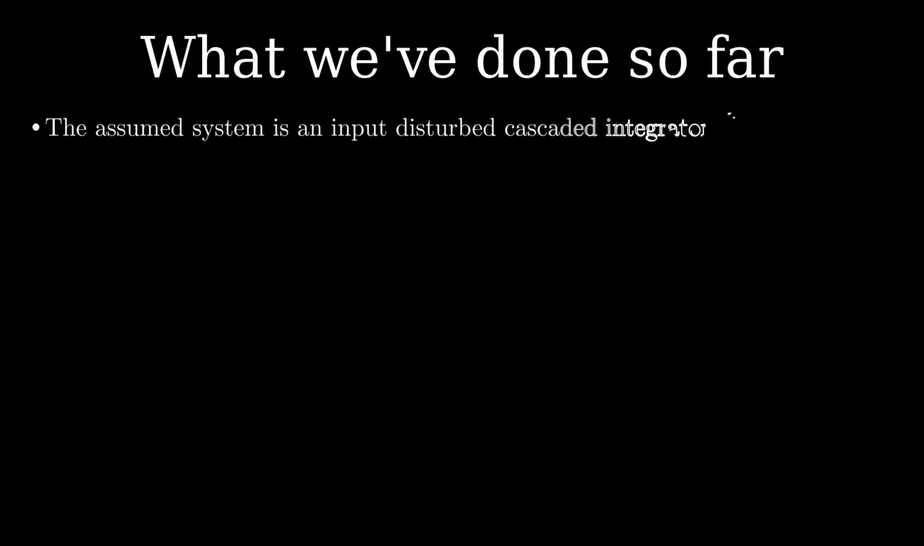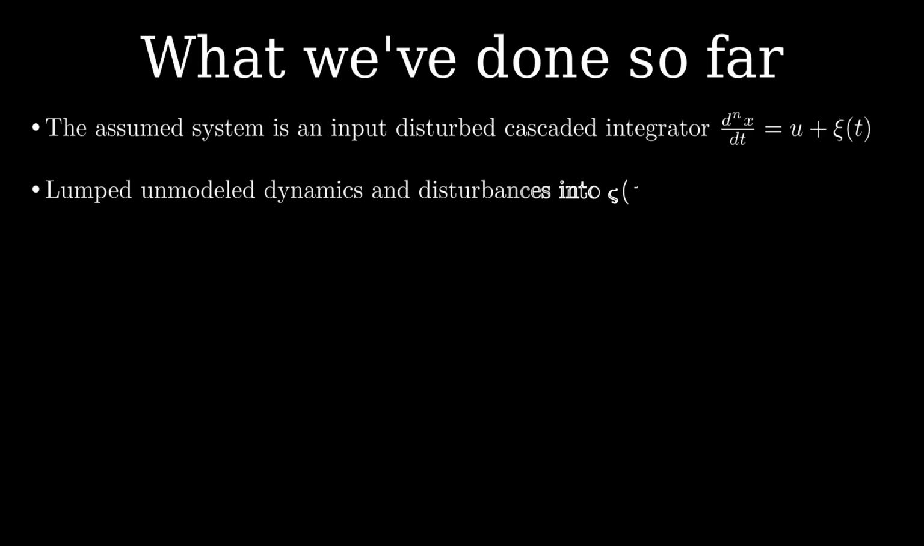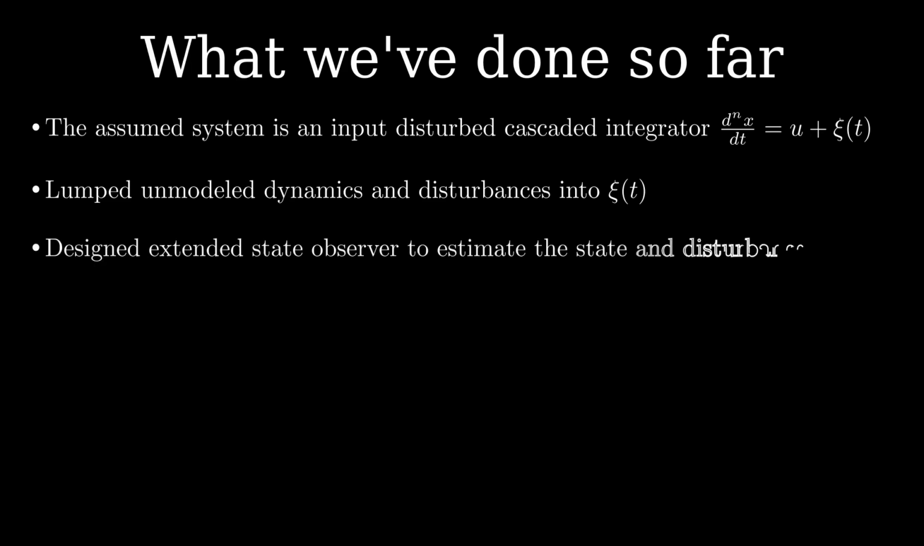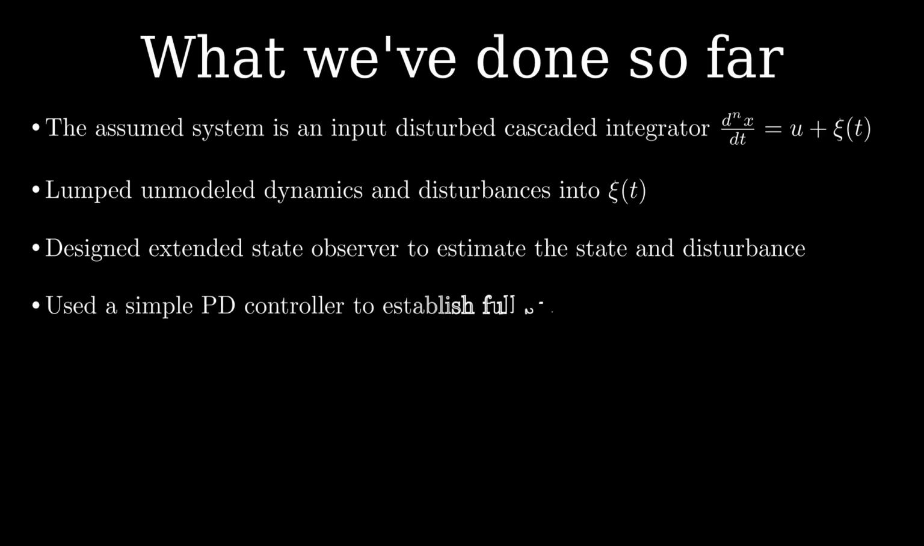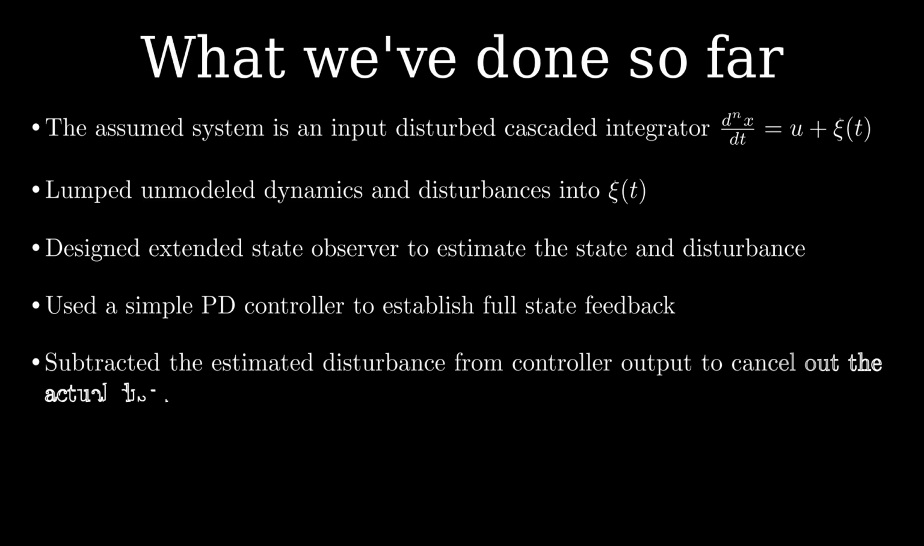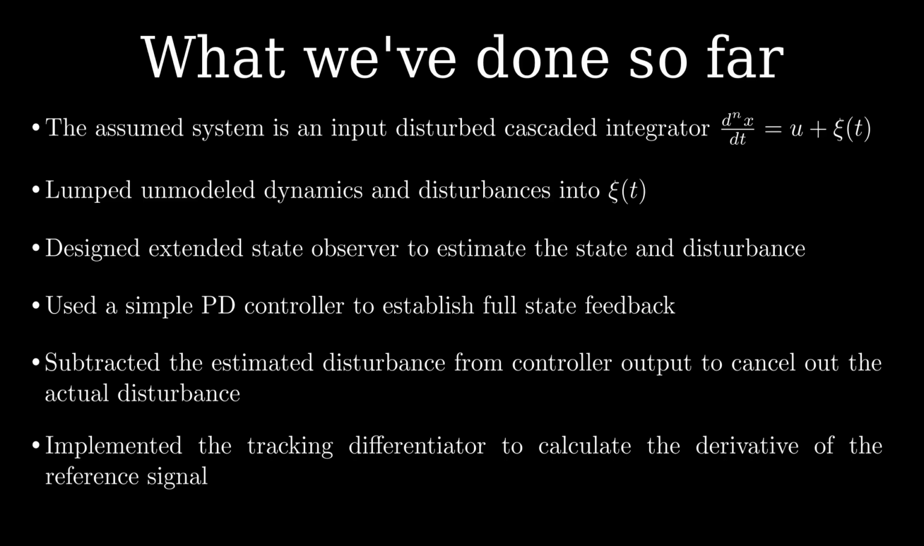Let's do a quick recap. We assumed the system is an input disturbed cascaded integrator. We lumped the unmodeled dynamics and disturbances into xi of t. We designed an extended state observer to estimate the state and disturbance. We used a simple PD controller to establish full state feedback. We subtracted the estimated disturbance from the controller output to cancel out the actual disturbance. Finally, we implemented the tracking differentiator to calculate the derivative of the reference signal and validated the entire control scheme.